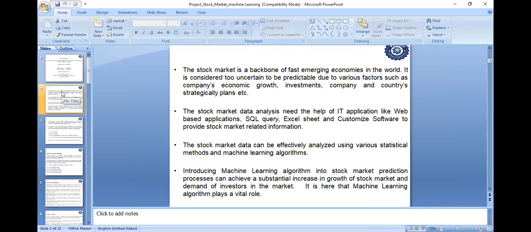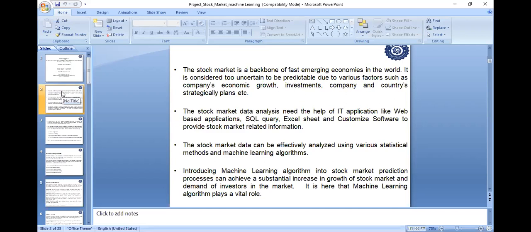Stock market is the backbone of fast emerging economies in the world. It is considered too unstable to predict due to various factors such as companies' economic growth, investment companies, and countries' strategic plans. And now we can see that every developing or developed country has its own stock market prediction. They predict on the basis of that.